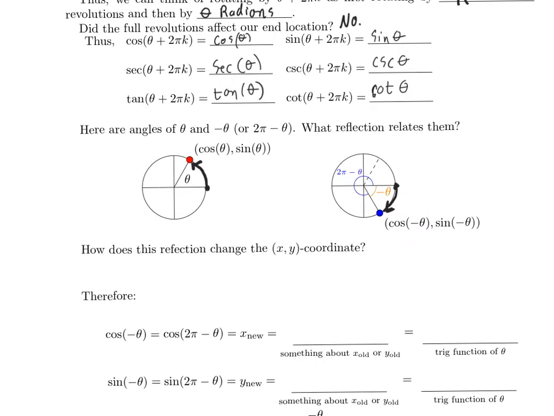Well, look at these two pictures. On the one, I start at 1, 0 and I rotate up. The other one, I start at 1, 0 and I rotate down. What sort of symmetry relates these two pictures? Well, reflection across the x-axis.